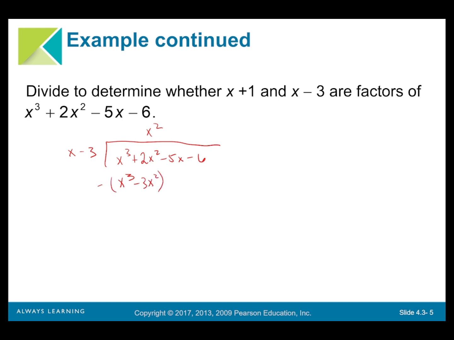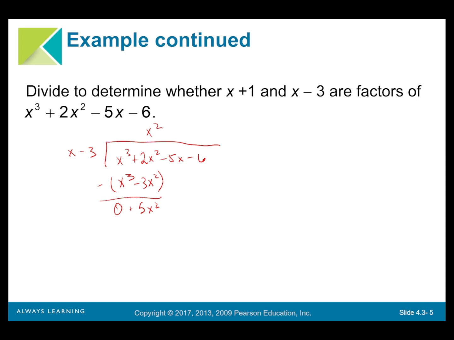Now I'm going to subtract this whole thing, and I get x cubed minus x cubed is 0, and then I get 2x squared plus 3x squared, which is a plus 5x squared. Notice I have to distribute that negative. So when I take the plus 2x squared in the top and I subtract the negative 3x squared, it becomes positive, and those two combine to make a plus 5x squared.